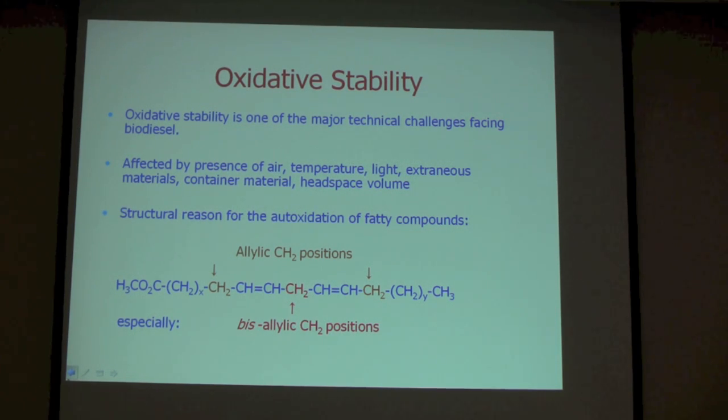So, the structural reason for the oxidation of fatty compounds are the so-called allylic and especially the so-called bisallylic CH2 positions you'll find in C18:1 and especially C18:2, C18:3. So C18:1 has essentially two allylic positions, essentially CH2s next to a double bond, but if you go to C18:2, the methyl linoleate, you'll find two allylic positions and one bisallylic position. At C18:3, you'll find two allylic positions and two bisallylic positions, essentially two CH2 sandwiched between double bonds. Next slide, please.